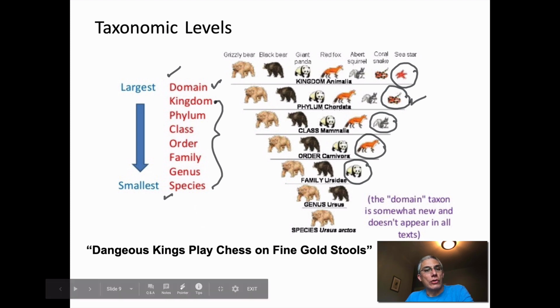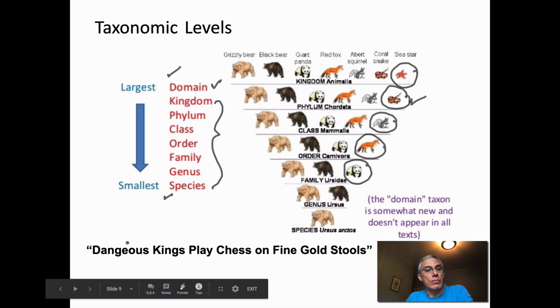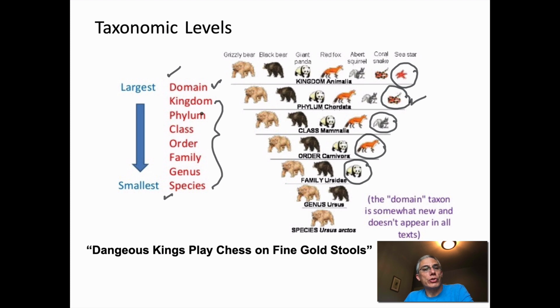And I actually learned it: King Philip came over for good spaghetti. That was the mnemonic device that my teacher had taught us. Down here towards the bottom, I gave you one that you could use, or you can create your own. It's totally up to you. Dangerous kings play chess on fine gold stools. So this is just a tool that you can use to help you remember the order of these different taxonomic levels.